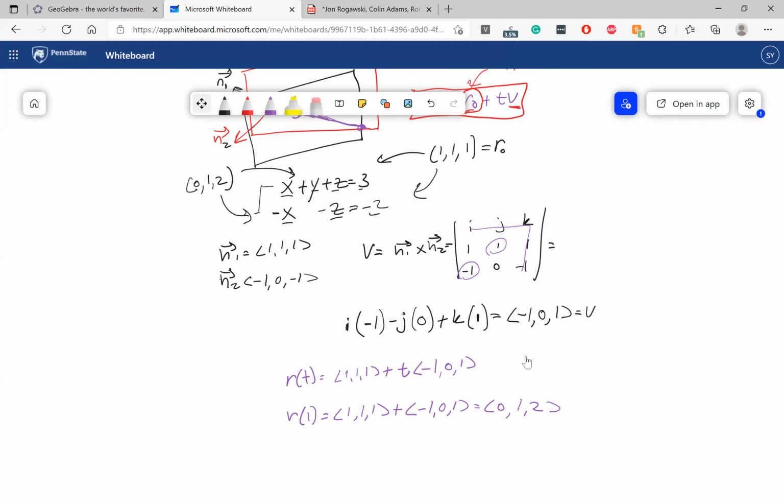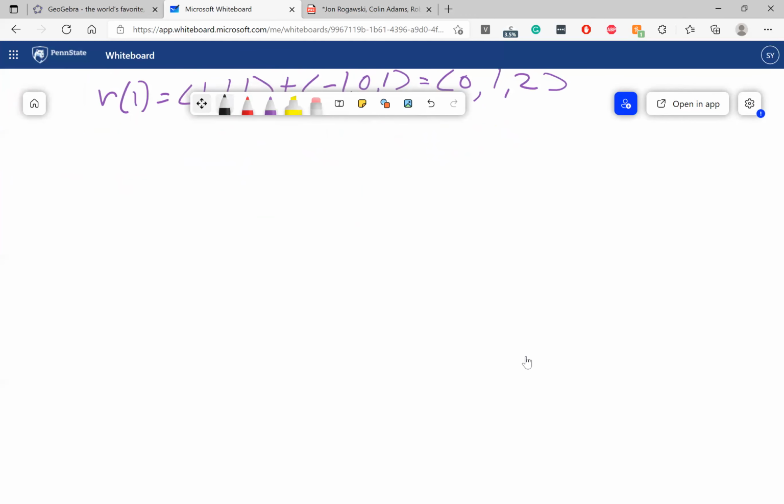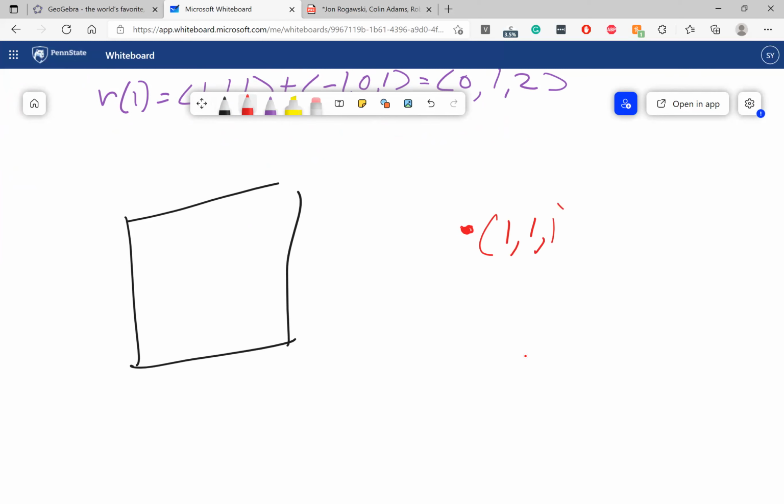Okay, so another type of question you might be asked is, if I give you a point and I give you a plane, what is the shortest distance from that point to the plane? So here's a plane and here's a point. Let's say that this point is the point 1, 1, 1, and the plane is, let's say, plane x plus z is equal to 1. So this point is not on the plane.